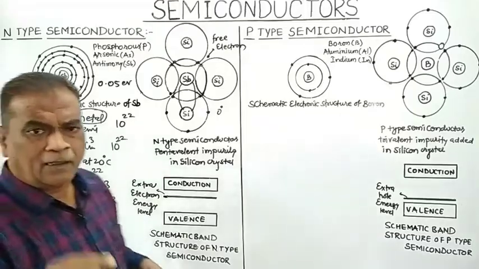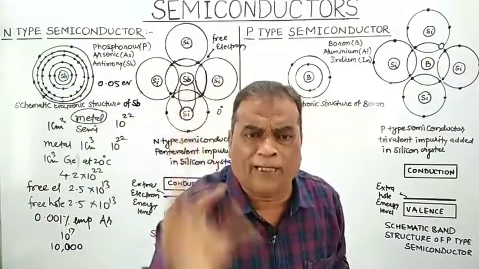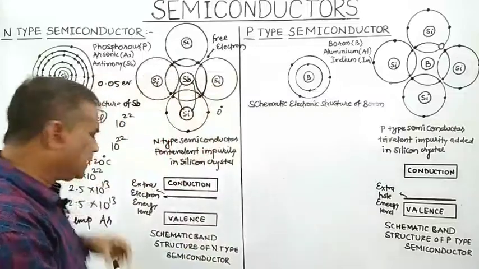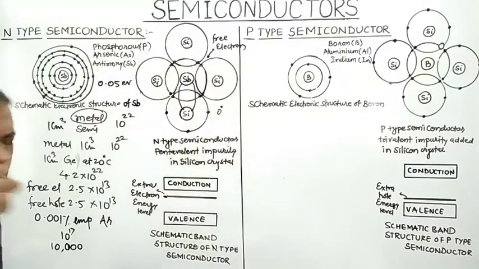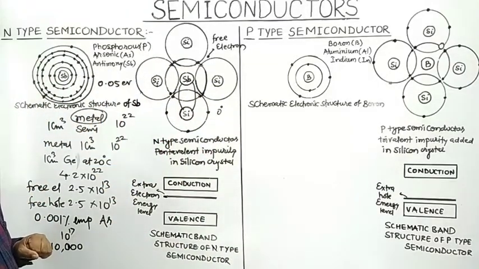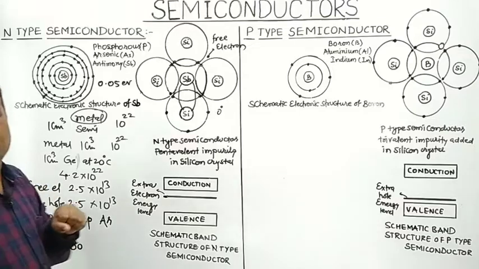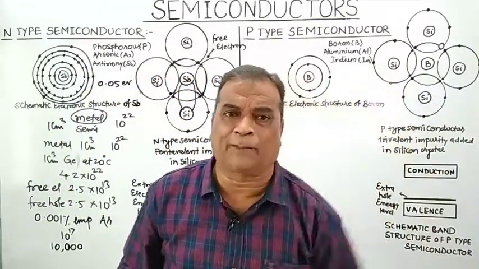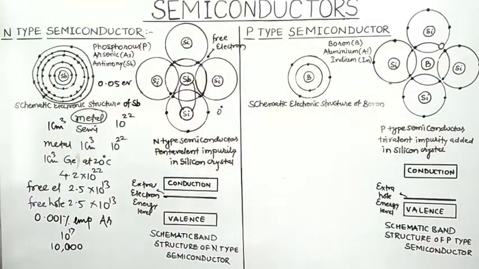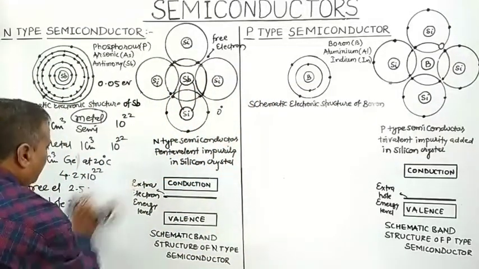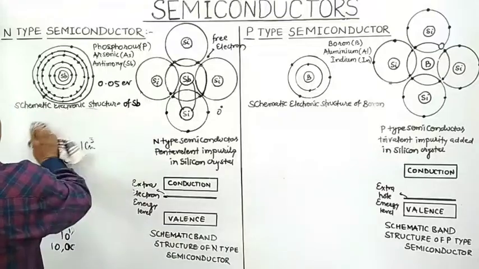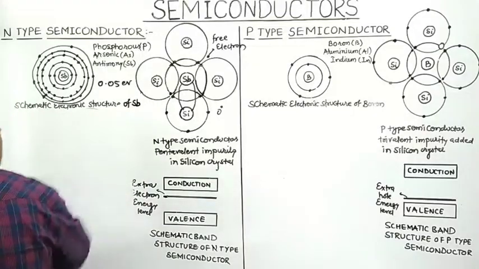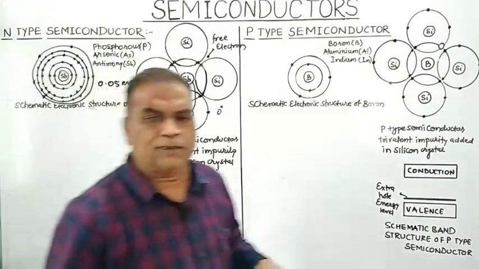Means if you add 0.001% of arsenic as an impurity to 1 cubic centimeter of germanium, then that impurity will donate 10 to the power 17 free electrons, and thereby it will increase the electrical conductivity of germanium by a factor of 10,000.